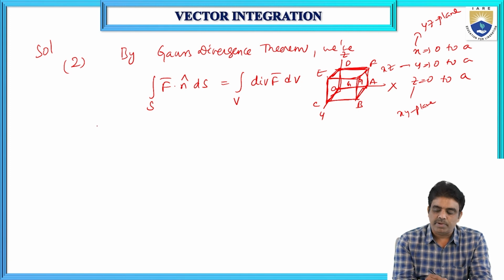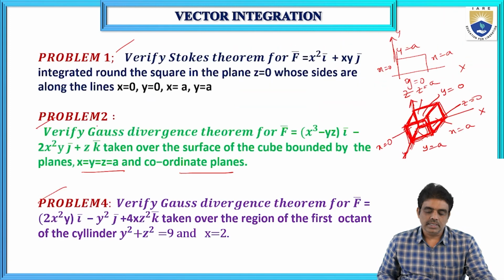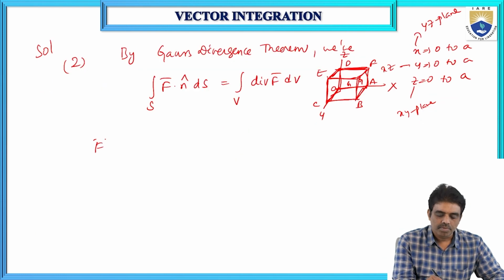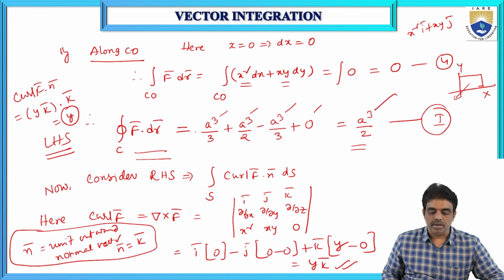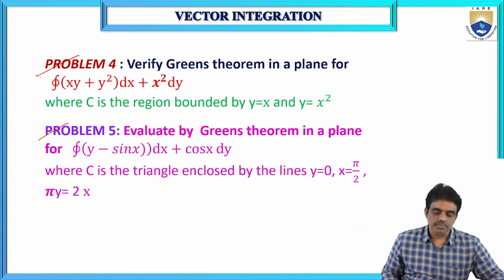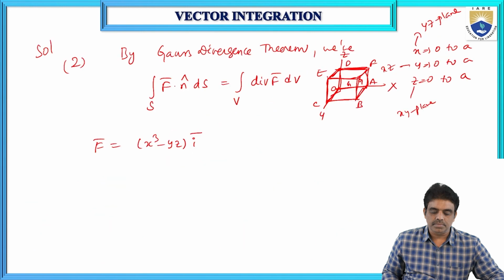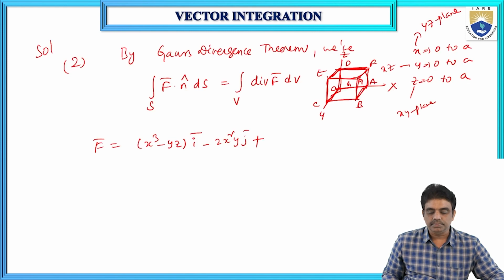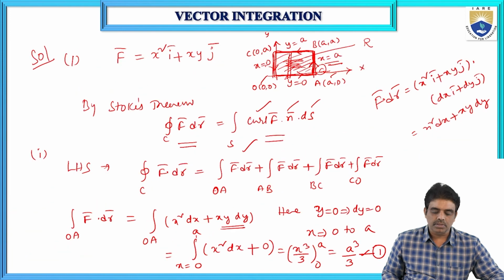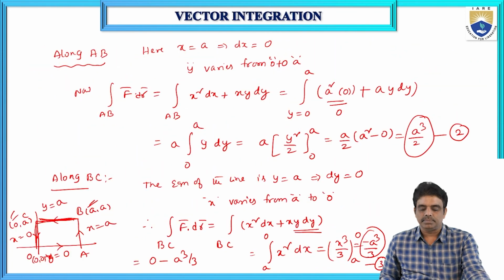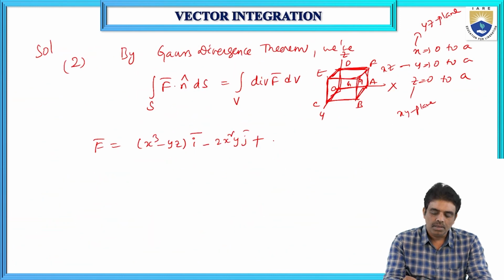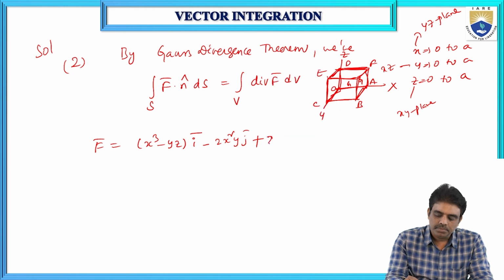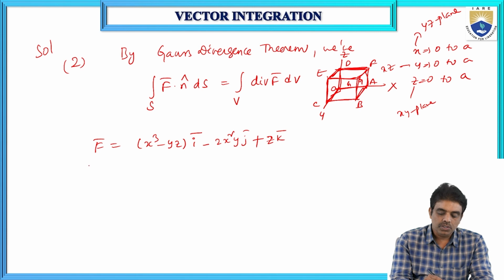So the triple integral is the integral of div f bar. What is f bar? First you see the f bar. What is the f bar value here? It is (x cube minus yz) i bar, minus 2x square y j bar, plus z k bar.